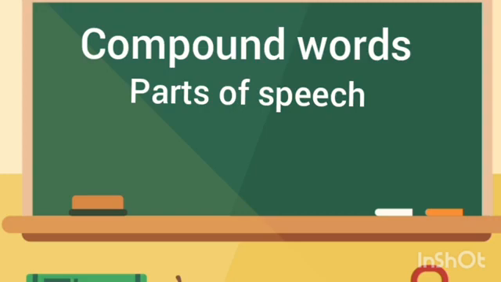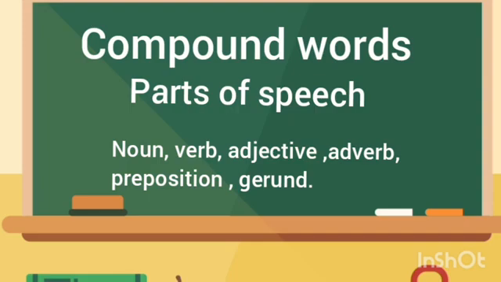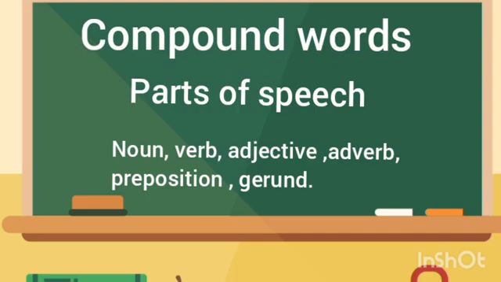For knowing these compound words, you must know what the parts of speech are. The parts of speech are noun, verb, adjective, adverb, preposition, and also gerund. When we use these words together, such as noun plus noun, noun plus verb, or noun plus adjective and preposition combined together, and it gives a meaning, it is called a compound word. Okay, let us see some examples regarding that.